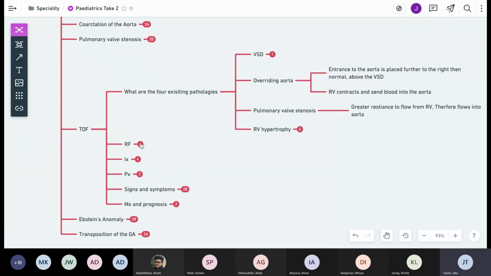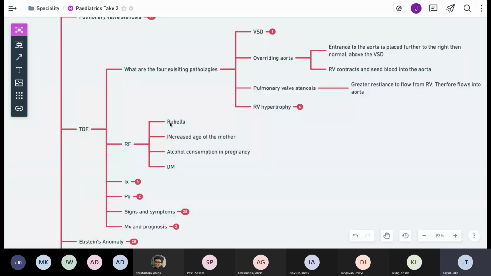So risk factors for this are rubella, increased risk of congenital heart disease overall, increased age of the mother, alcohol consumption in pregnancy, and diabetes. I think just general things to remember.